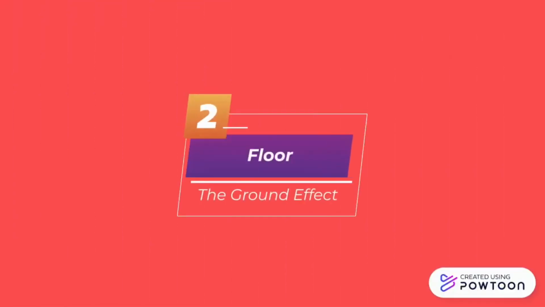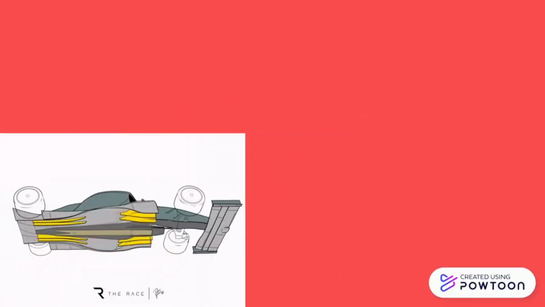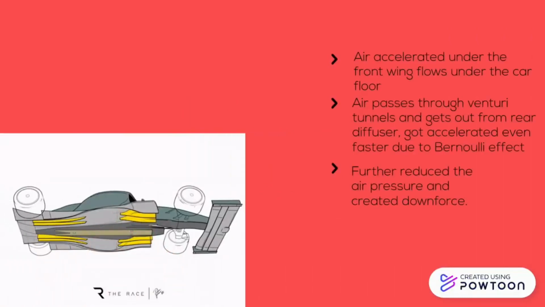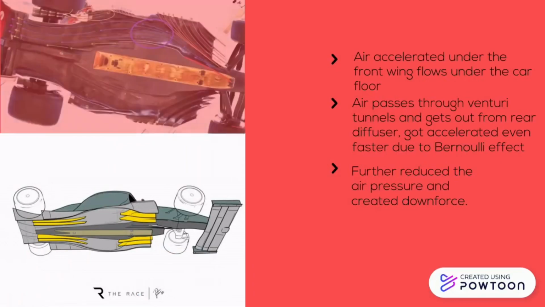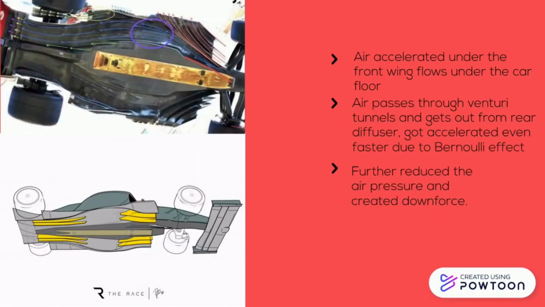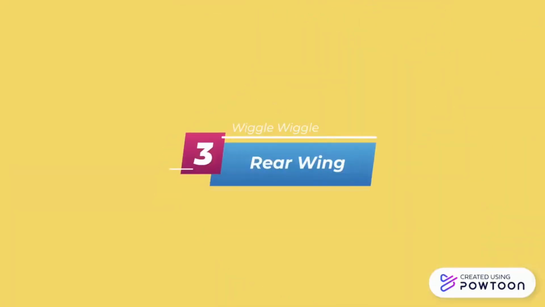And now we're going to talk about the floor, which introduces the ground effect: the air accelerated under the front wing will flow under the car floor. The air will pass through the venturi tunnels, as we can see in the bottom left graph, and get out from the rear diffuser, accelerated even faster due to the Bernoulli effect. It will further reduce the air pressure and create downforce. Note that on the top photo, there are red arrows. They are used to block the dirty air from reaching the tire.